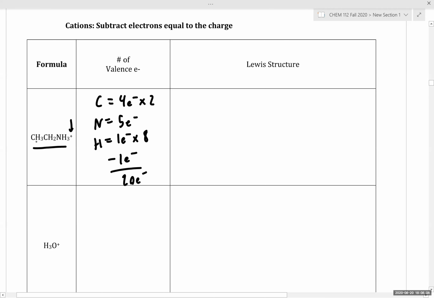Now again, looking at our formula, the formula provides us structural information on the connectivity of our atoms. So I'm going to put my carbon and my nitrogen as my central atoms. I'm going to surround carbon with 3 hydrogens for that CH3 feature. I'm going to surround my second carbon with 2 hydrogens, and my final nitrogen gets surrounded with 3 hydrogens. I'm then going to form 1 bond each.